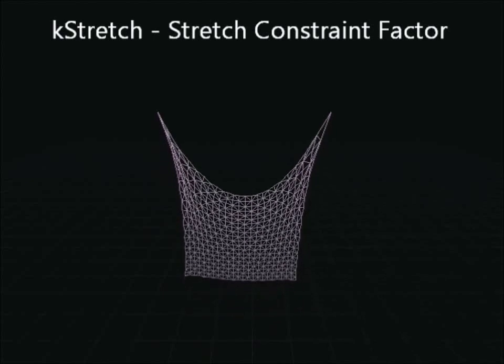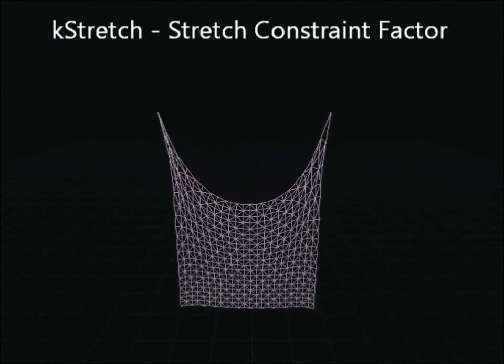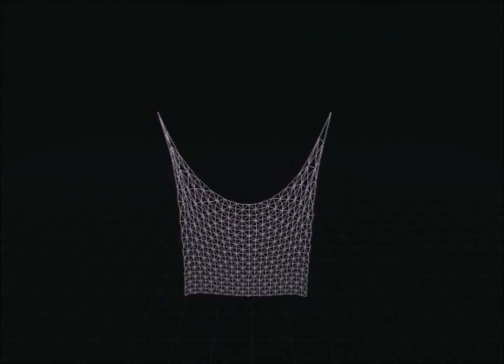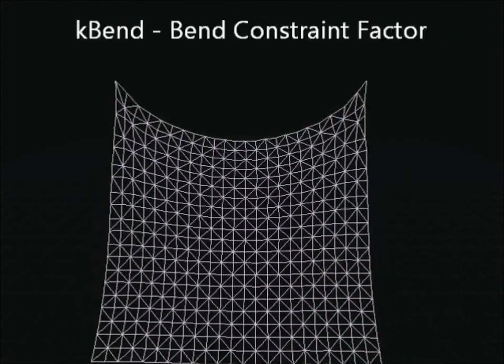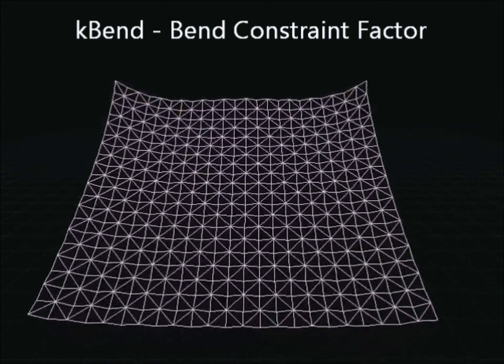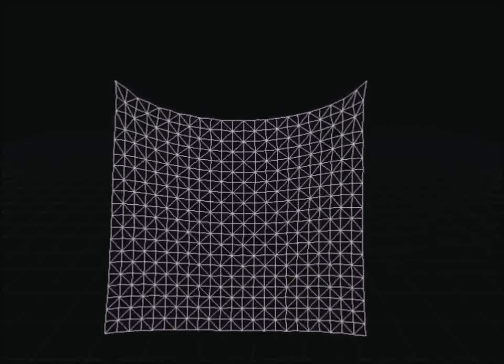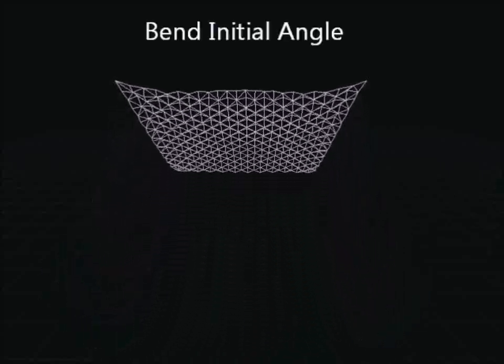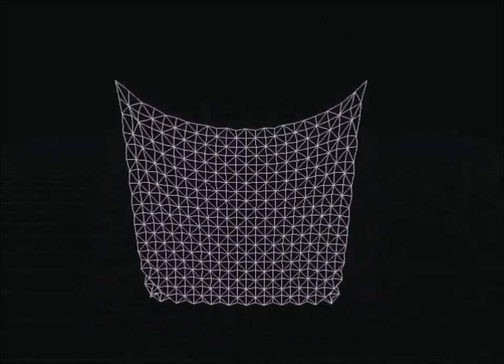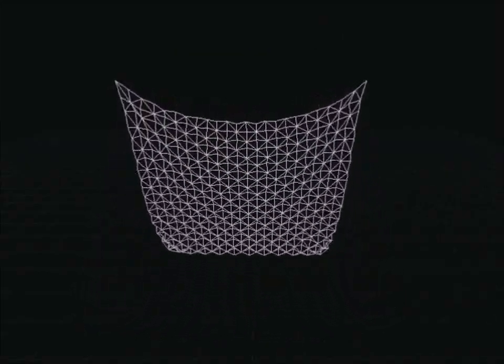Here we see how the stretch constraint factor changes stretching in the cloth. The bend constraint factor ensures that the faces maintain the angle between them. The bend initial angle changes the look of the cloth while constraining how much adjacent faces can bend with respect to each other.